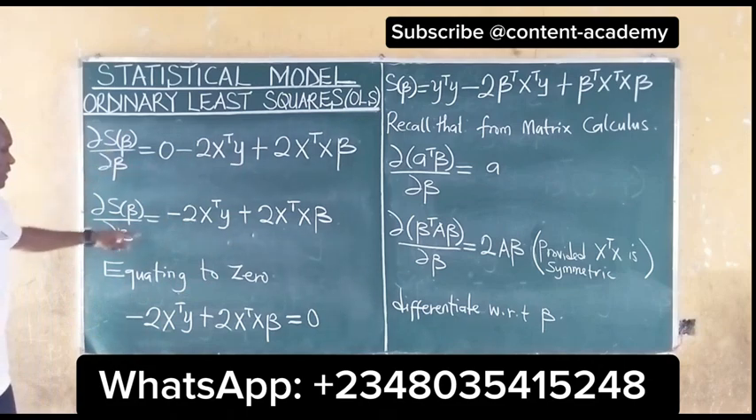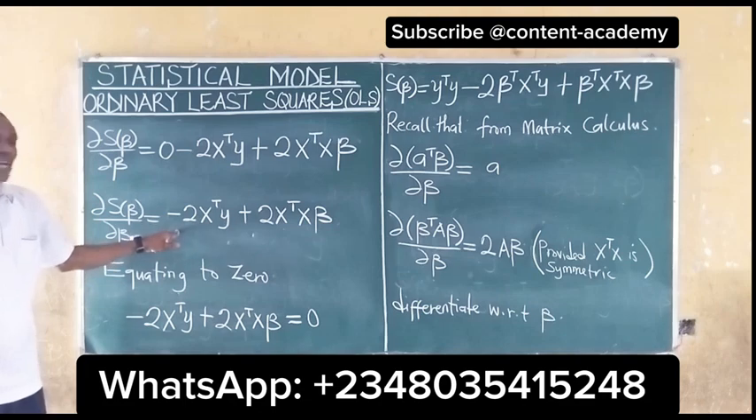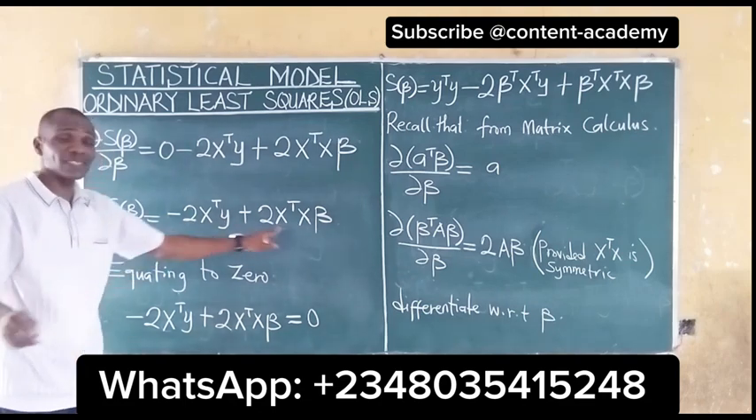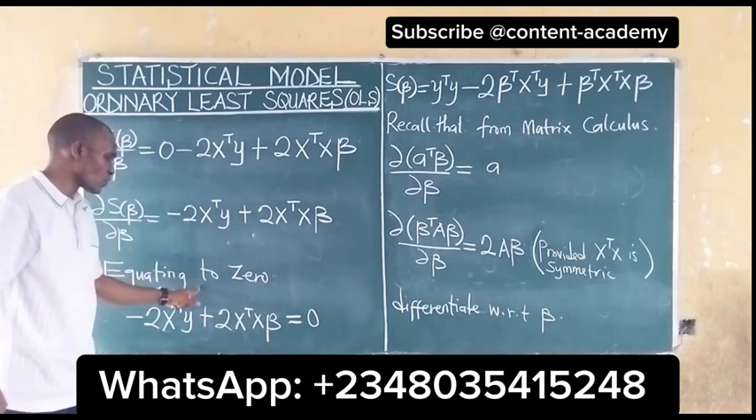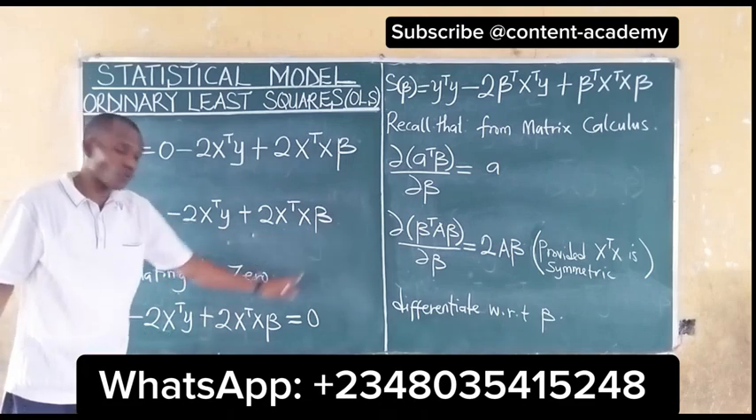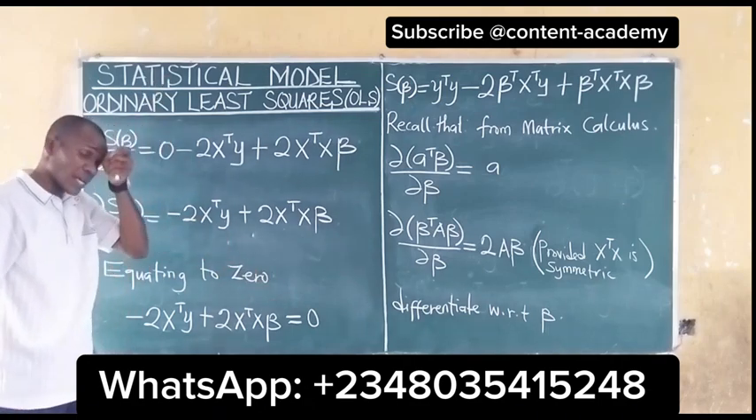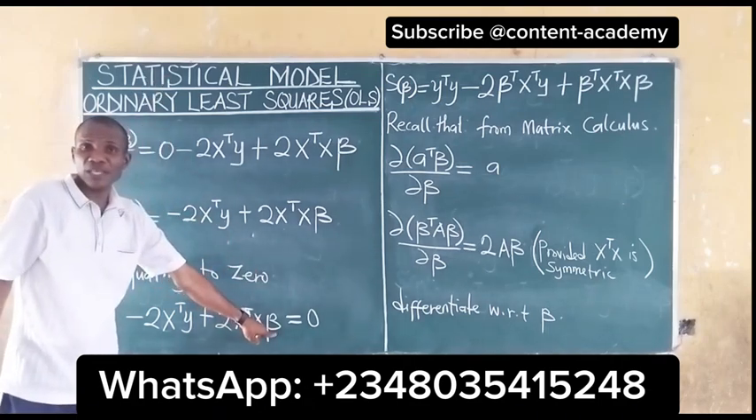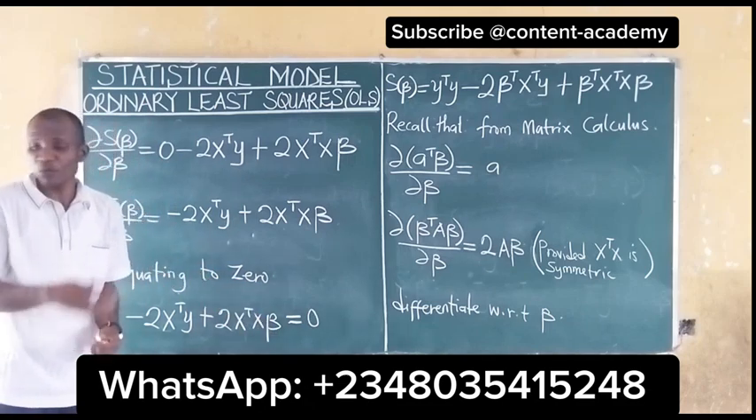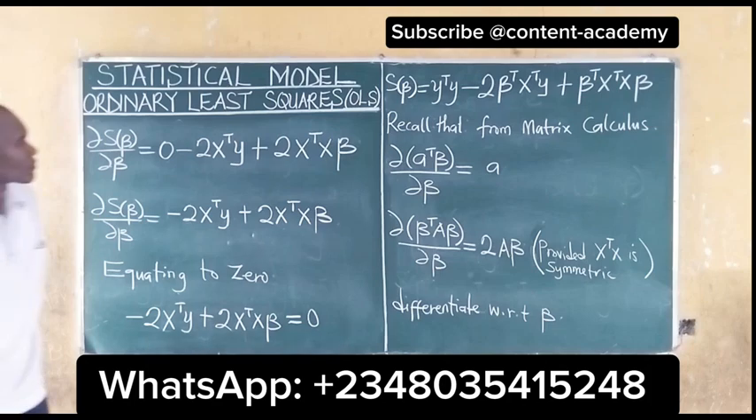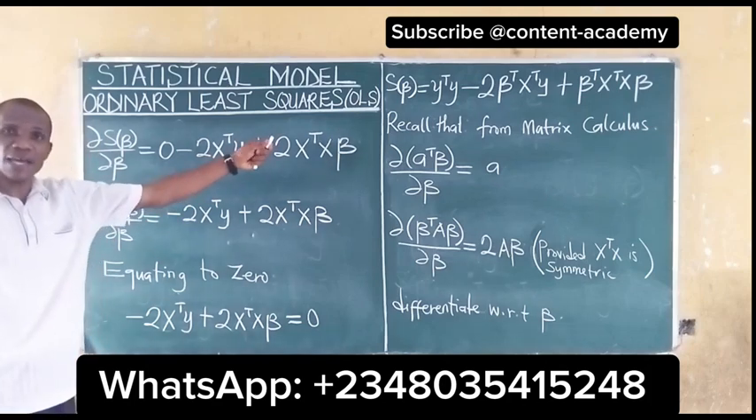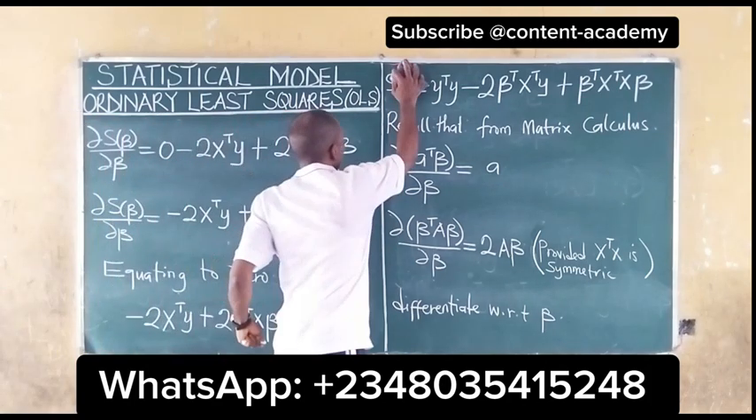Now, we have succeeded in differentiating this. After derivation, we got this. Now, equating to 0, we equate the whole of this to 0. This is what we have done here. So, how do we obtain our B estimate from the equation that is given? Now, we move over to this other side of the board.